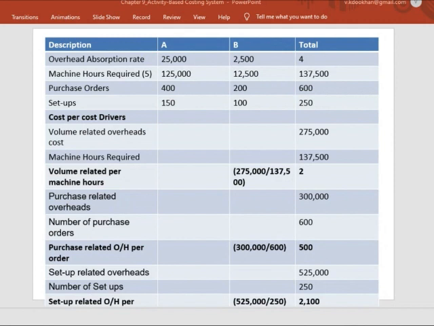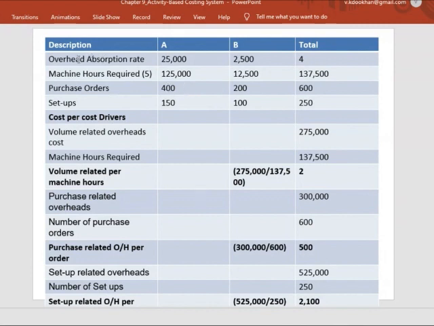Why are we doing this? This is just a working. So when we make the cost sheet, we don't have to go and compute it then. These are all workings, so that when we are preparing our cost sheet, we just take the rates, which we have already computed, and multiply. So let's see this table now.